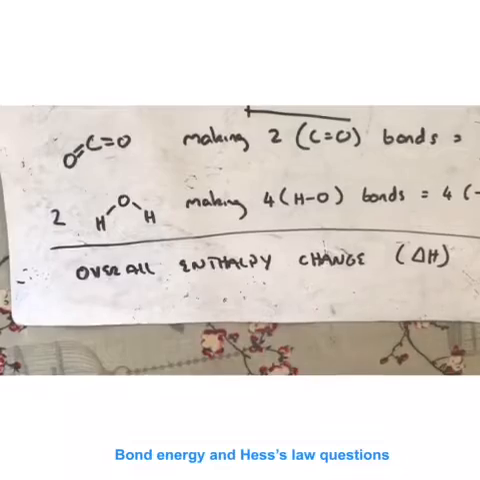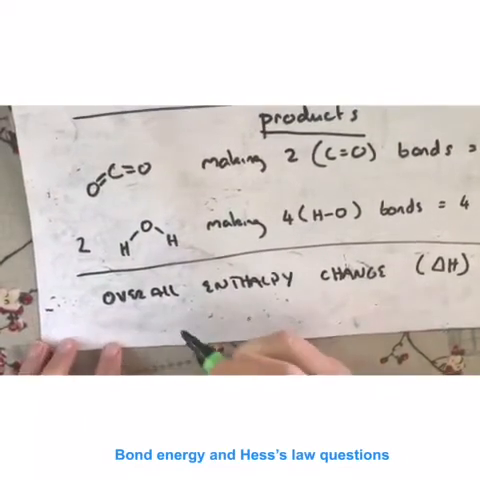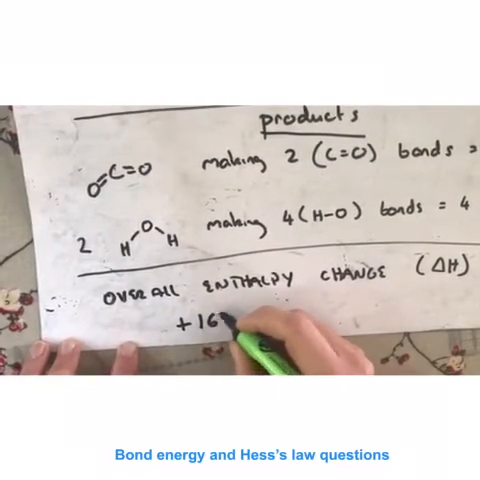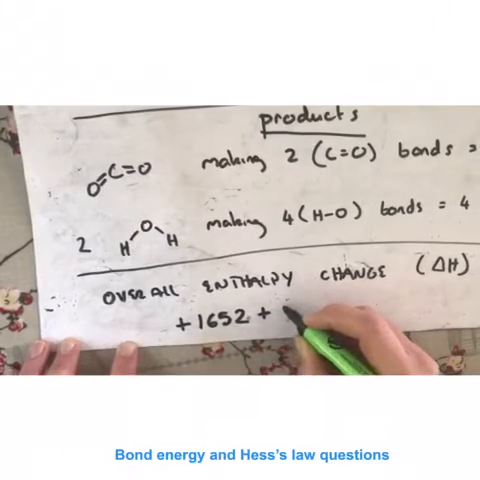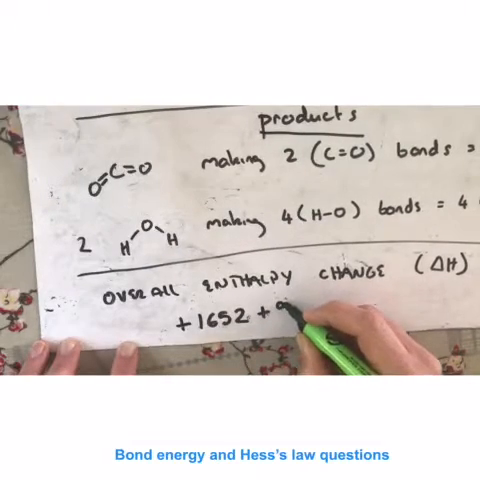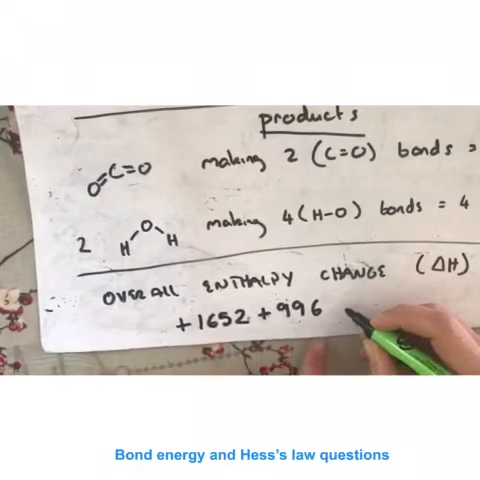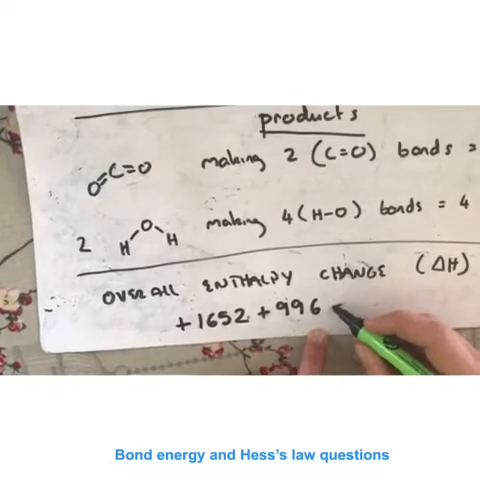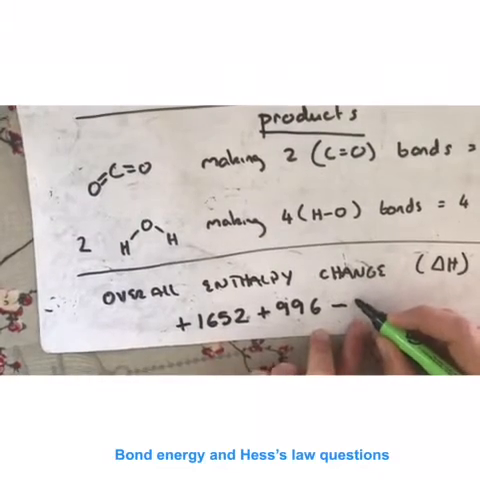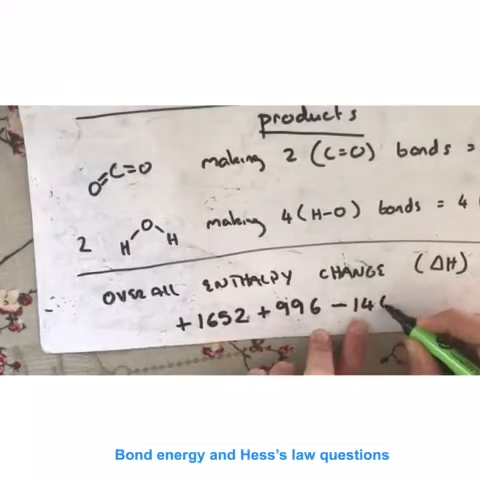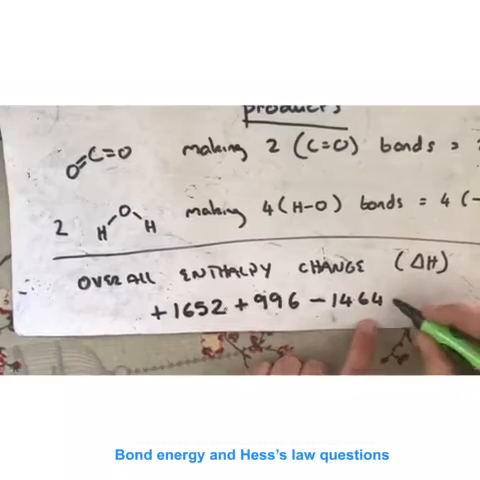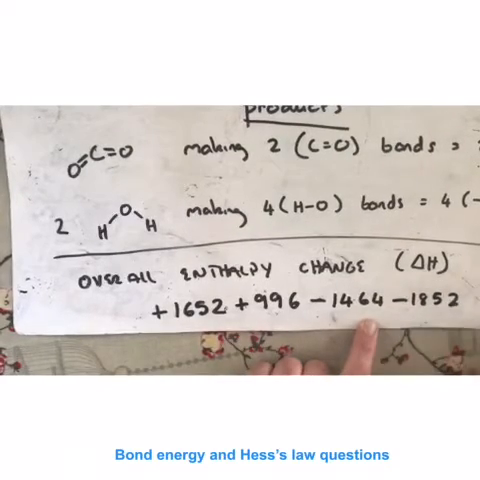Now we're here, girls, we're working out our overall enthalpy change. So what we have to do is we have to add up the heat changes for our reactants and the heat changes for our products. So what we're doing is we're simply just adding all these things together. So it's positive 1652, that's for breaking your methane bonds, positive 996, that's for breaking the oxygen double bonds, okay? And then we are negative, now we're into our products, so we've made these bonds, 1464, that is for the making of your carbon dioxide bonds there, and then minus 1852 for making your 2 water molecules.